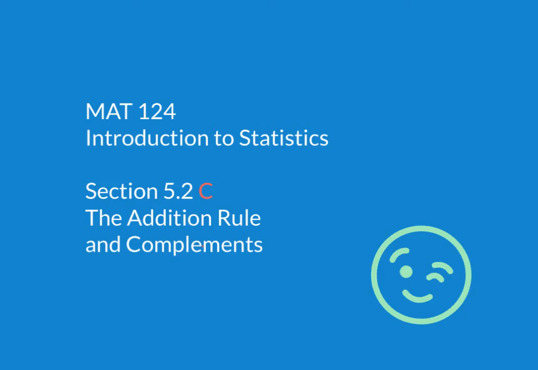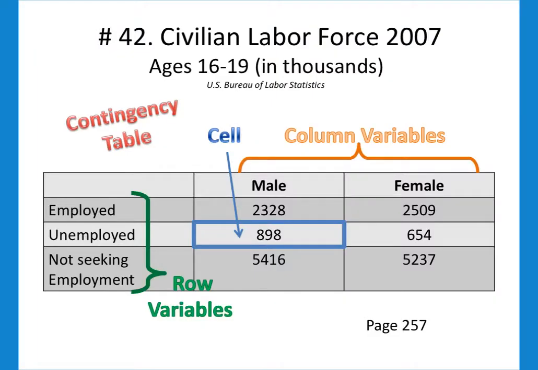And you're back. So let's talk some more about the addition rule and complements. Actually, we're going to talk about contingency tables first. Here we go. First, some vocabulary. Here is a contingency table. It is composed of various cells. Each one of these little boxes containing a number would be called a cell.